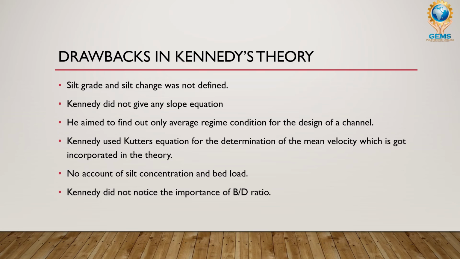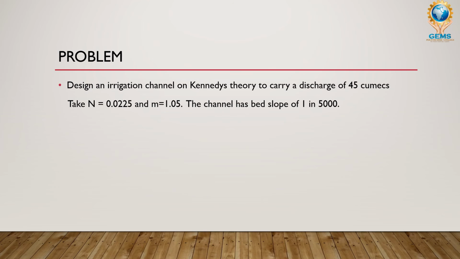Kutter's equation was adopted by him entirely, so there was not any separate equation by him. Then no account of silt concentration and bed load was taken for the design. Then Kennedy did not notice the importance of the B by D ratio. The B by D ratio was used in Manning's formula, but in Kennedy's theory it was not used. So it is a disadvantage of Kennedy's theory.